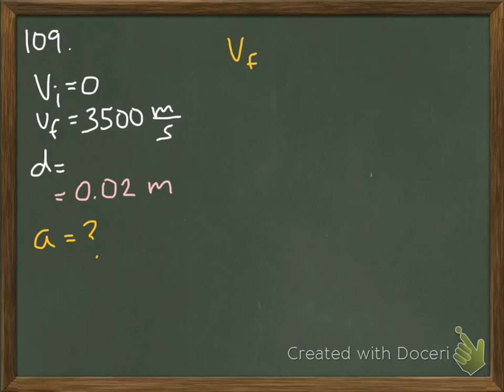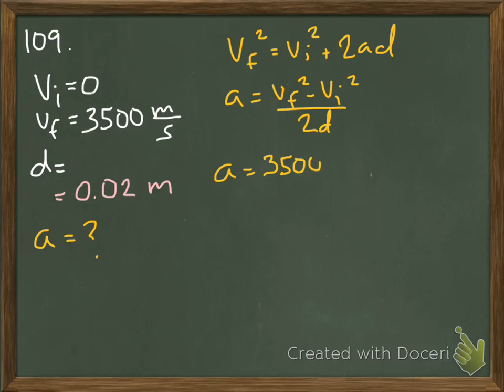Remember that in this class we always use meters and seconds, so if you have anything other than that, then you gotta convert. Okay, so we're solving for acceleration here. That means we can use the VF squared formula. Let's rearrange it to solve for variable A, acceleration, and then let's plug in our numbers.